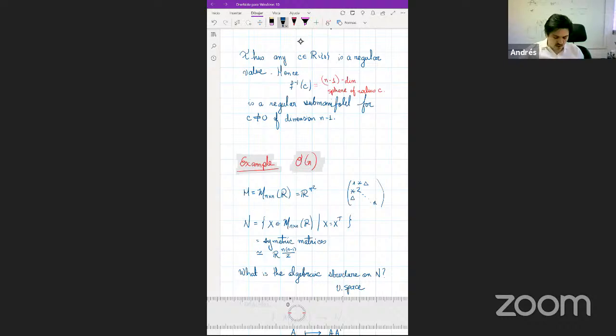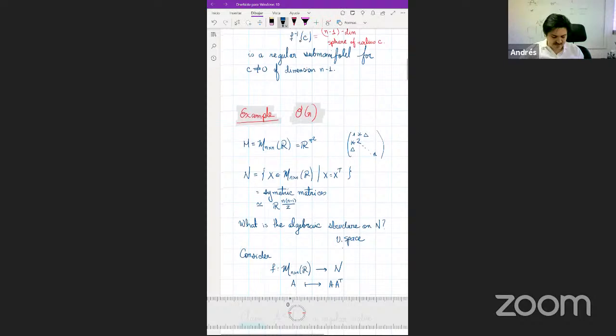Nice. Okay, now I'm going to consider this function. First, we must verify that this is well defined. And that function is symmetric, because if you apply the transpose, by the properties, you will get exactly the same. So this is a well-defined function. Moreover, this is a smooth function.